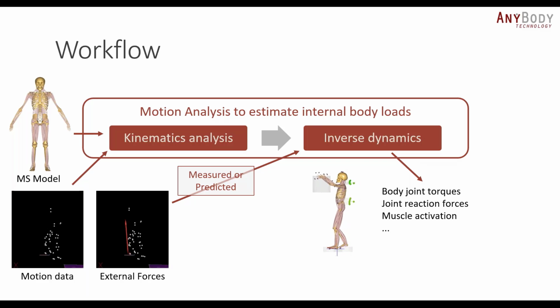And then after the kinematics analysis, you go to the next step, which is inverse dynamics analysis, where at this point you need to know what the external forces acting on the model are. So these external forces can be measured or they can also be predicted by the software, such as the ground reaction force. And after the inverse dynamics analysis, you should be able to see some estimates of the internal body loads in the form of body joint torque, joint reaction forces, muscle activation, and so on.